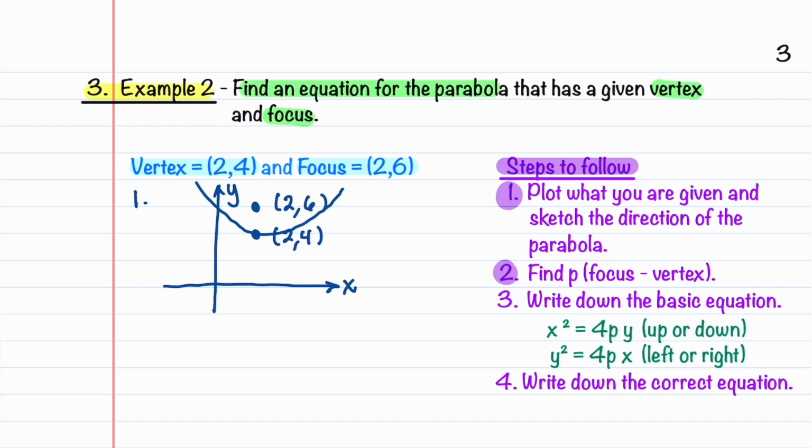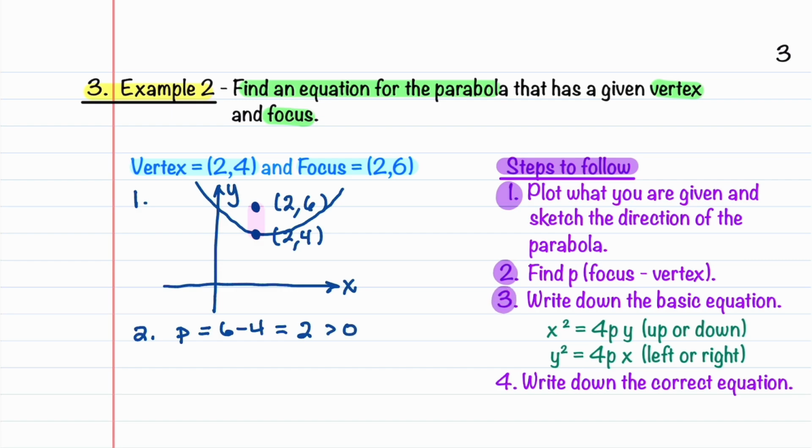The second thing that we want to do is find P. P is this distance here, so it's going to be the y-coordinate of the focus minus the vertex. So let's write down P is equal to 6 minus 4, which is equal to 2. We already know that our parabola opens upward, so it makes sense that P is positive.